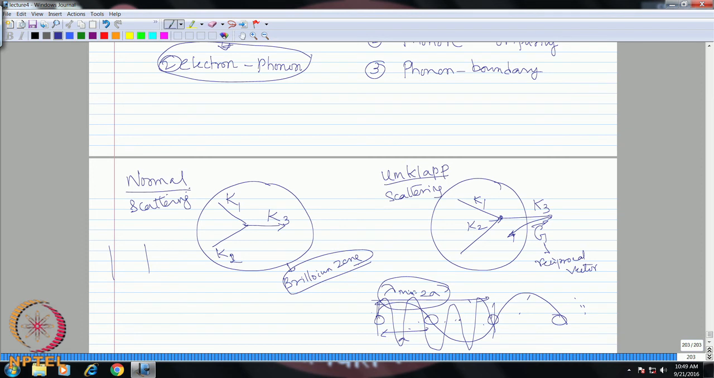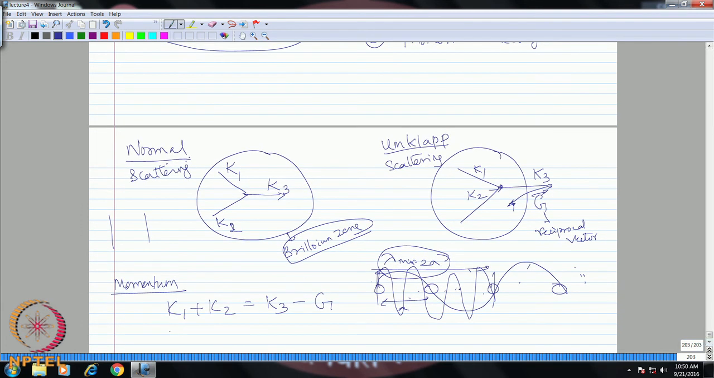Okay. So, if you want to write the conservation of momentum and energy for the phonon-phonon scattering, in the generic case for the conservation of momentum, we have k1 plus k2 is equal to k3 for the normal scattering. However, for the Umklapp scattering, k1 plus k2 equals k3 minus G. So, this reciprocal vector will be 0 for the case of normal scattering, okay, but is required for the case of Umklapp. Whereas, if you talk about energy, that is perfectly conserved.